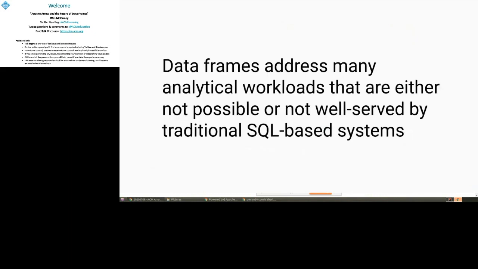I think something that sets apart data frames from traditional database systems is that they address many kinds of analysis problems and workloads that either are difficult to express in SQL-based systems, basically using the SQL query language, or that may not be possible at all. And so I think data frame libraries, in particular over the last decade, have become a kind of catch-all for handling all of the different kinds of analysis and data munging tasks that maybe are not being handled inside a data warehouse or a database system.